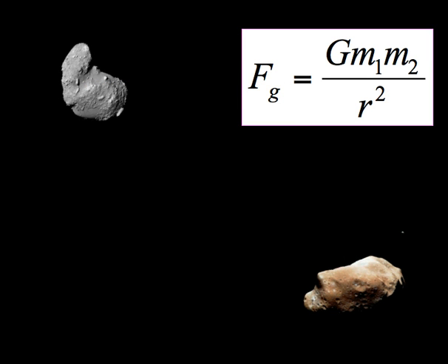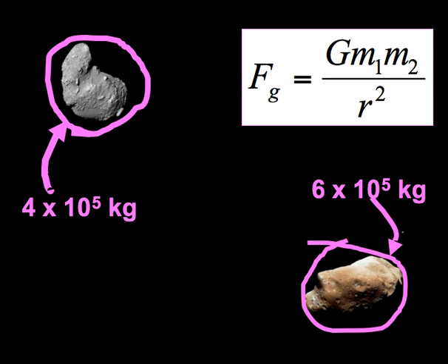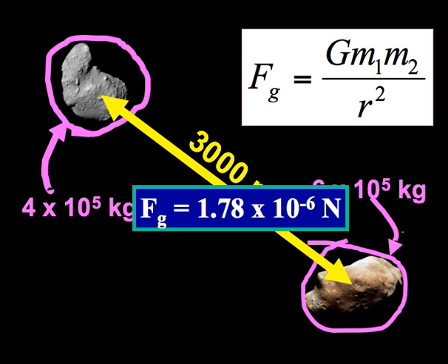So, here's an example problem. Let's try it. We have 2 asteroids here in a gravitational relationship with each other. The mass of the first one is 4 times 10 to the 5th kilograms, and the mass of the second one is 6 times 10 to the 5th kilograms. The distance between their centers of mass is 3,000 meters. So what is the force of gravity between these two bodies? Yeah, 1.78 times 10 to the negative 6 newtons. Again, using the gravitational formula.